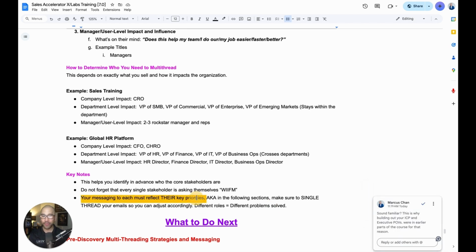And this sounds really familiar. This is exactly why, if you've been through the other sections on building out your ICP and your executive POVs, a core part early on was identifying all those core personas and how they really think, from psychographics to demographics, their core pains and problems, the impact to each of them, and their metrics to look at. That's what we did early on, because it makes this far easier when you're deep in this more advanced section on multi-threading. So let's talk about what to actually do next.